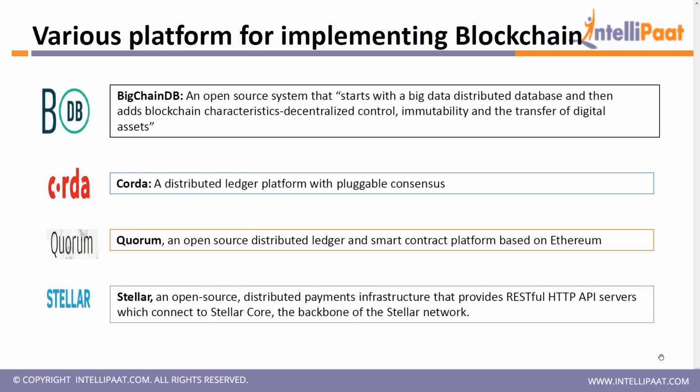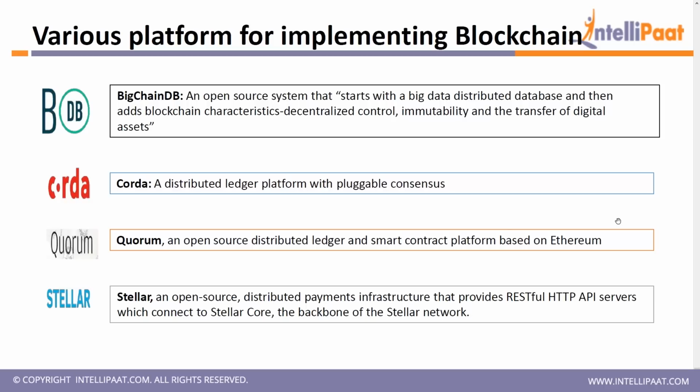There are various more. BigchainDB, an open source system that starts with a big data distributed database and then adds blockchain characteristics: decentralized control, immutability, and the transfer of digital assets. Then comes Corda. It is again a distributed ledger platform with pluggable consensus. So multiple consensus algorithms can be plugged in with the blockchain and utilized, forming a different kind of blockchain with the flexibility of adding pluggable consensus. You can anytime change the consensus algorithm from proof of work to proof of stake, PBFT, or PoET. So it provides various options of using multiple consensus algorithms.